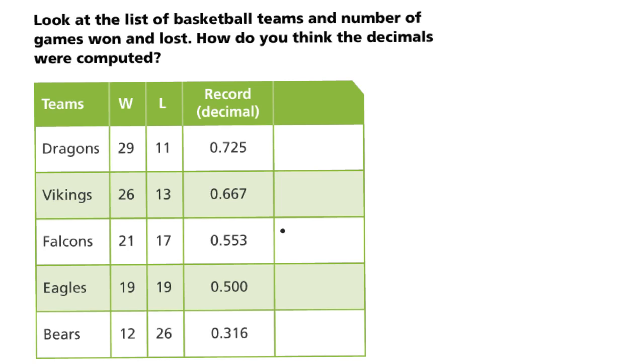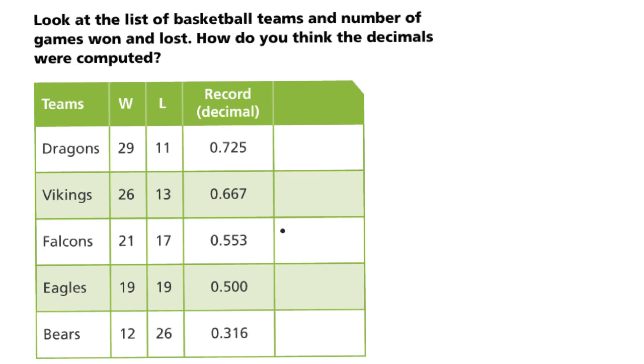Okay, so now we're going to look at a chart that records the wins and losses of 5 basketball teams. And what we're going to do is continue to think about fractions as division problems, and also think about how the division or the decimal equivalents work. So here we have 5 teams. They're the Dragons, Vikings, Falcons, Eagles, and Bears. And the W indicates the number of games that they won, and the L indicates the number of games that they lost. And what's recorded is in decimal form. And the first question I'm going to ask you is, how do you think they determined or calculated the record or the decimal number?